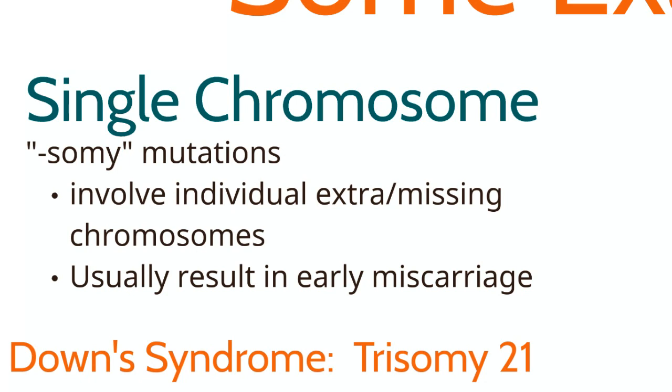In Down syndrome, we have trisomy 21, and due to non-disjunction, we end up with a gamete that has an extra chromosome 21, so we have three copies instead of the two copies that are normally found within a karyotype. They usually result in early miscarriage, but oftentimes they do go undetected.